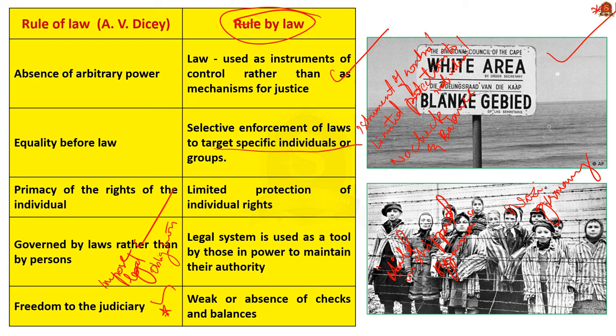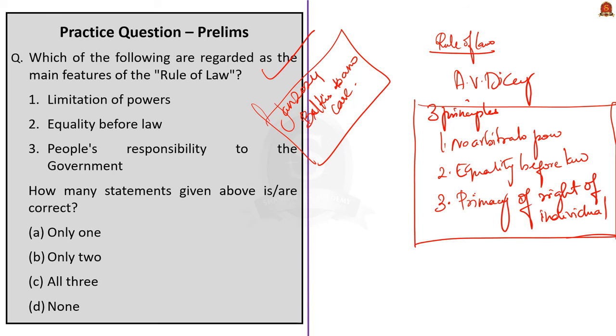Remember, independent India follows rule of law. In Keshavananda Bharati case, our Supreme Court ruled that the rule of law is part of the basic structure of the Indian constitution. But in the Indian system of rule of law, the constitution is not the result of the rights of the individuals. In Indian context, the constitution is the source of individual rights. Remember this difference as well.